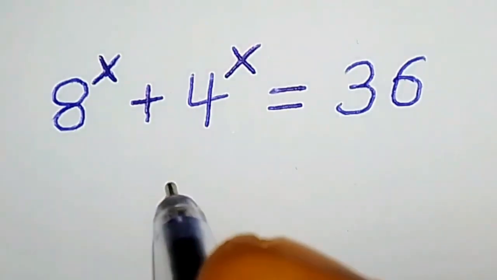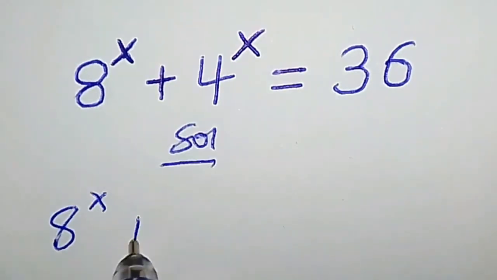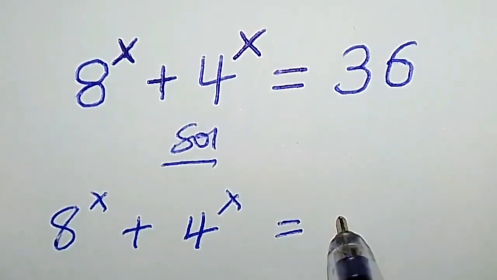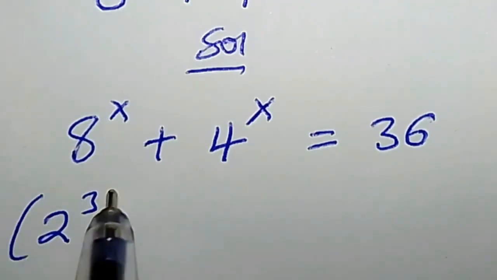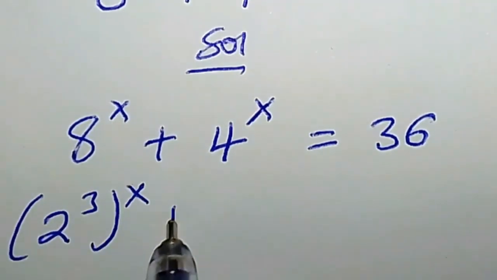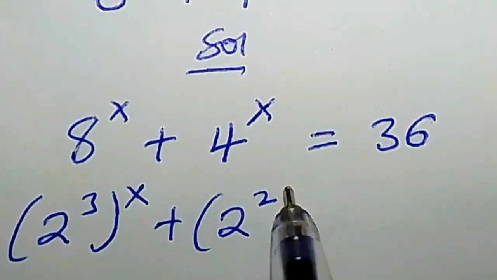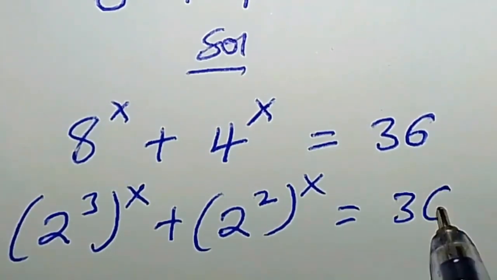How do we solve for x? Solution: 8 to the power of x plus 4 to the power of x is equal to 36. 8 could be written as 2 to the power of 3, and 4 could be written as 2 to the power of 2, so we have 2 to the power of 3 times x, plus 2 to the power of 2 times x, equal to 36.